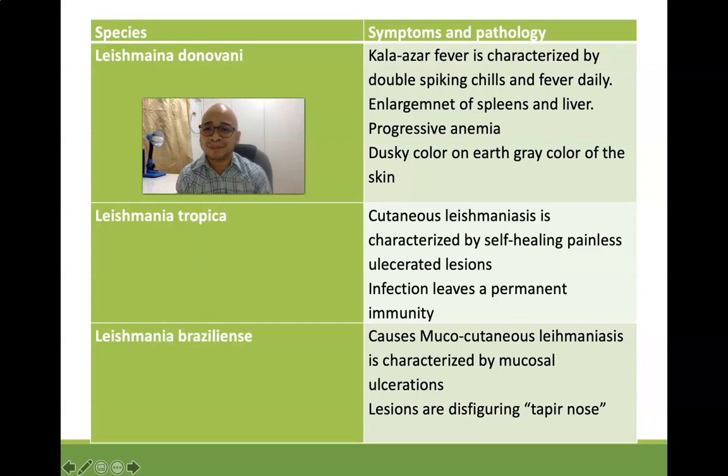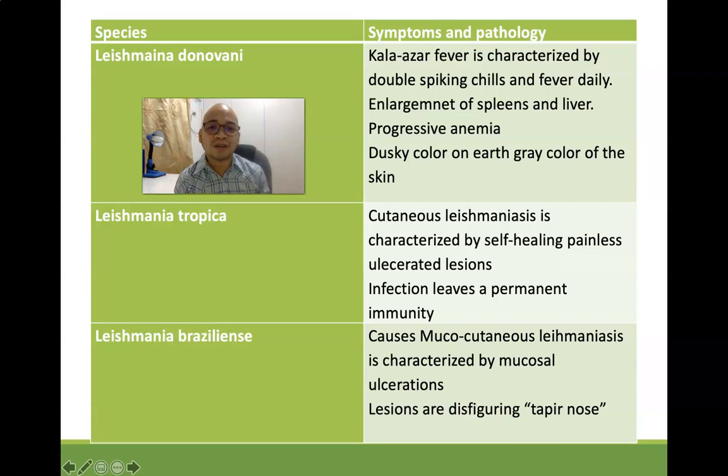So obviously there's a fever, and it is characterized by double spiking quotidian fever, meaning to say the fever increases and then the temperature will go down, and there's another spike or rise in temperature on a daily basis. So there would be enlargement of the spleen and liver. I'm sorry for that typographical error in this slide. Progressive anemia, dusky color, and earth gray color of the skin.